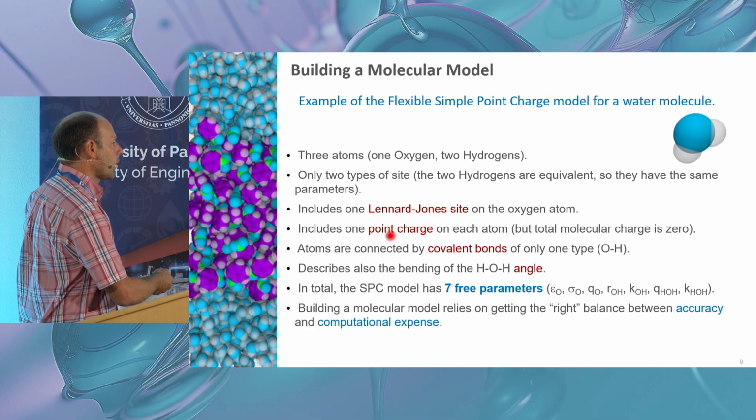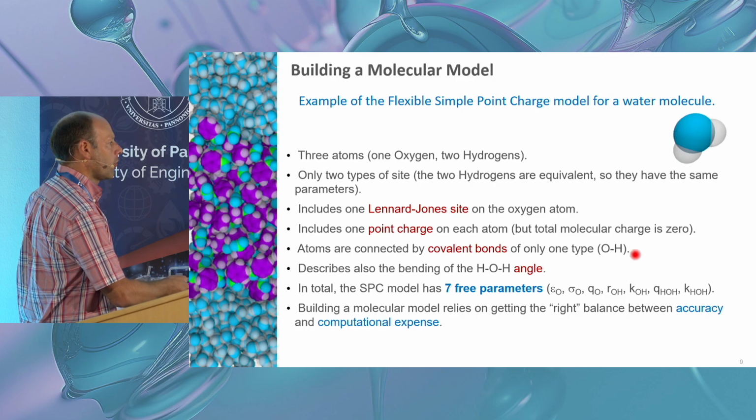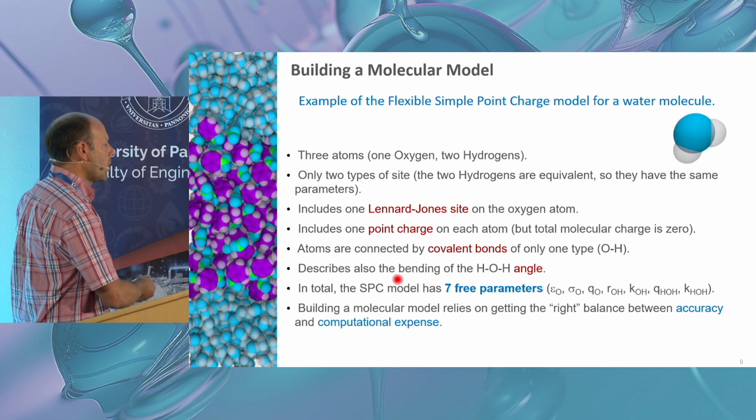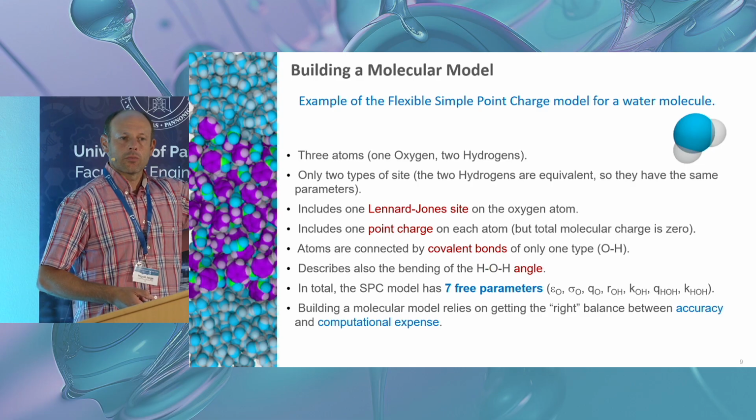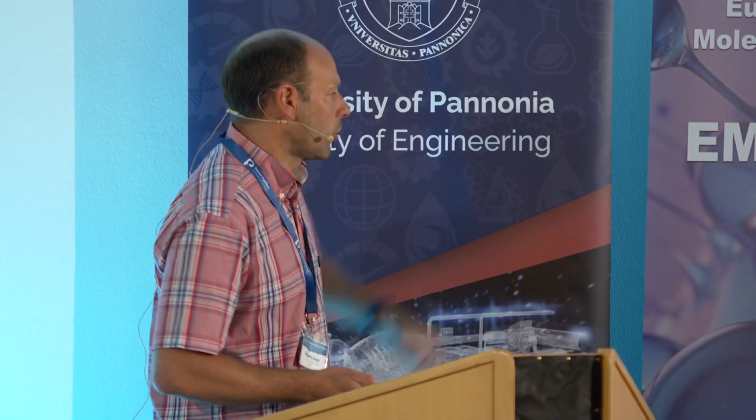You connect the atoms by covalent bonds, right? But of course, there's only 1 type of bond, OH. Also 1 type of angle, HOH. And this is, again, another modeling choice, right? Many models, like the typical SPC model, are rigid, right? There are no flexible bonds or angles. You can choose to do it or not.